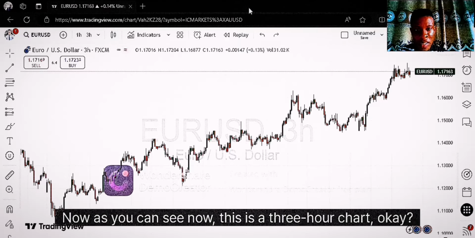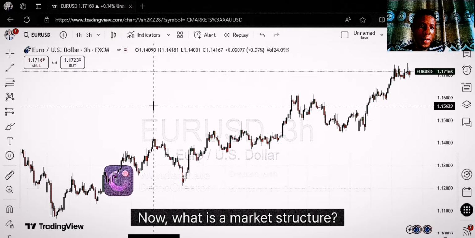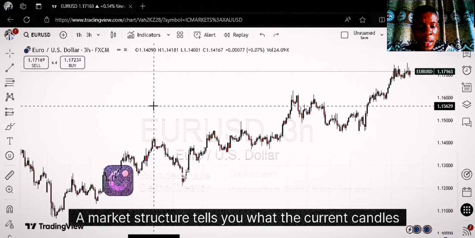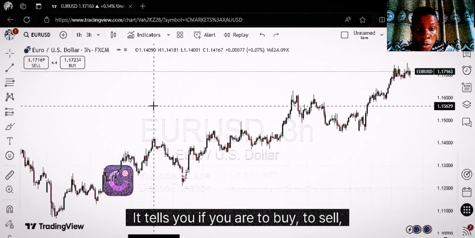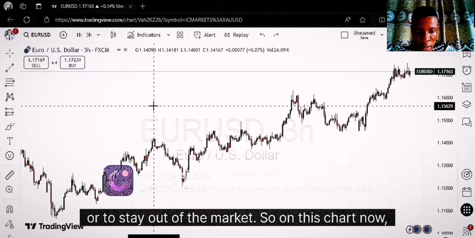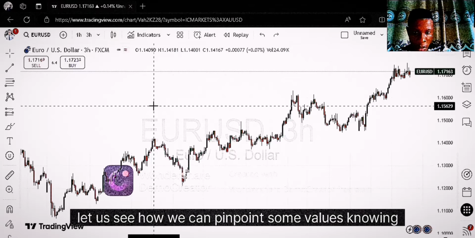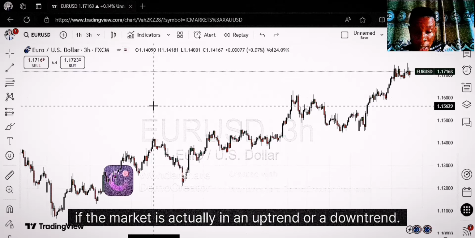Now as you can see, this is a 3-hour chart. What is a market structure? A market structure tells you what the current candles or the price is actually saying. It tells you if you are to buy, to sell, or to stay out of the market. So on this chart, let us see how we can pinpoint some values, knowing if the market is actually in an uptrend or a downtrend.